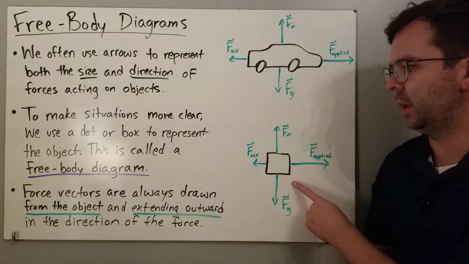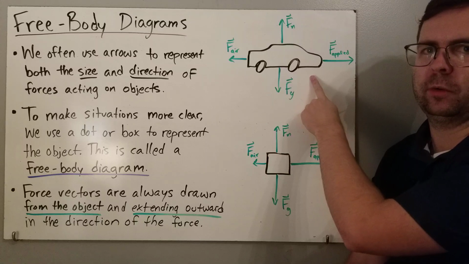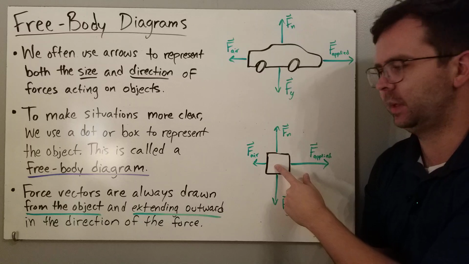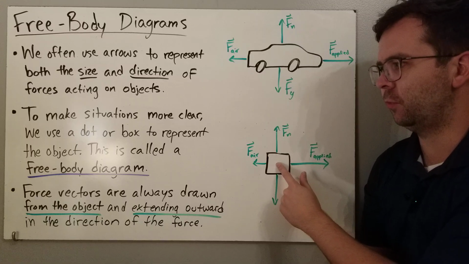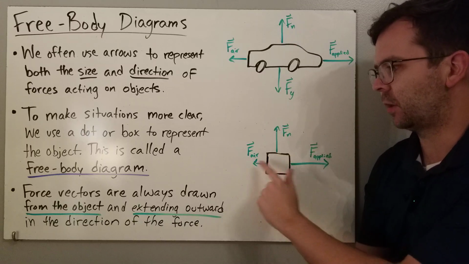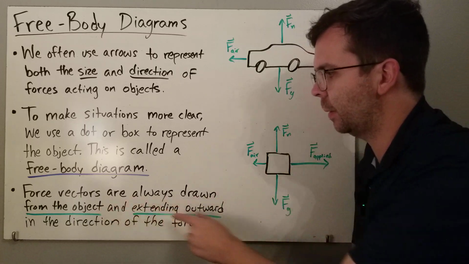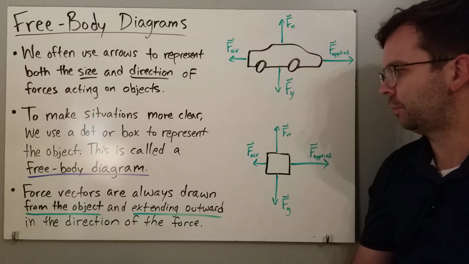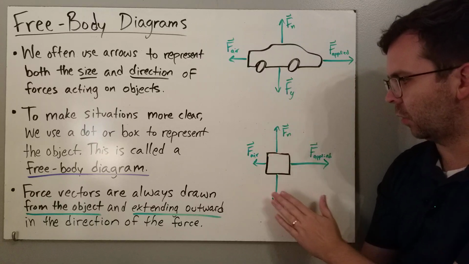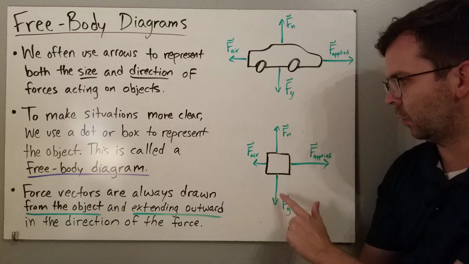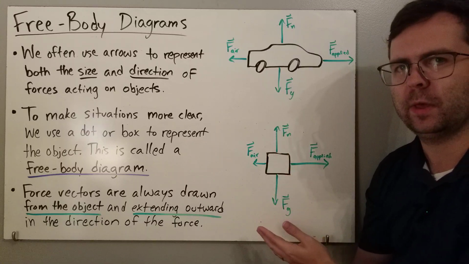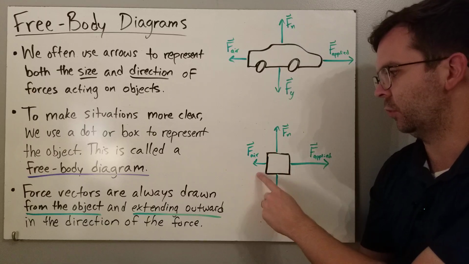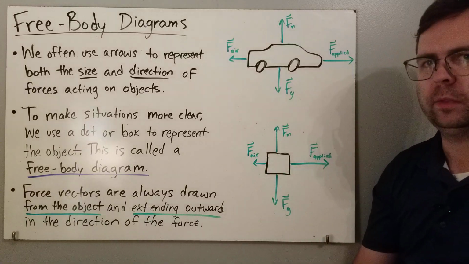This is what we call a free body diagram. So we take the picture of the real world scenario and we reduce it down to a box, or sometimes a dot, right here. And then we draw force vectors away from this box. Force vectors are always drawn from the object and extending outwards away from the object in the direction of the force. So this helps us to see, okay, overall, it looks like the gravity and the normal are equal and opposite, and so they would reduce each other to zero. And it looks like we have a little bit more applied force than air resistance, and so the net force is going to be in the rightward direction.